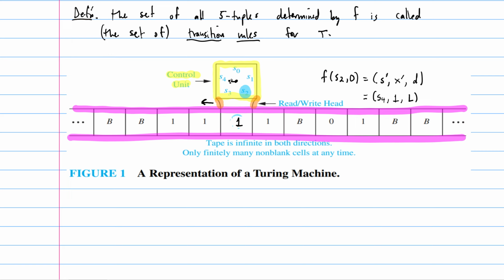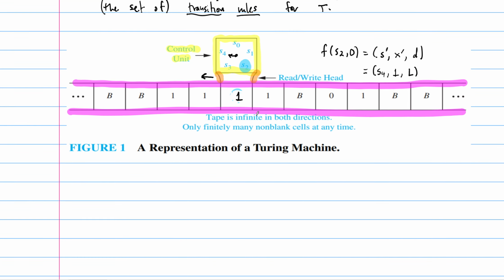So now the next input would be S4, 1 is the input, right? You would look at the output. Maybe it says to leave it as a 1, change the state to S3, move back to the right. Who knows, right? So you'd have to define all the different transition rules. But that's how a Turing machine works, and schematically, the idea of thinking of a tape running back and forth, maybe moving left and right, through the machine is a good way to interpret this.